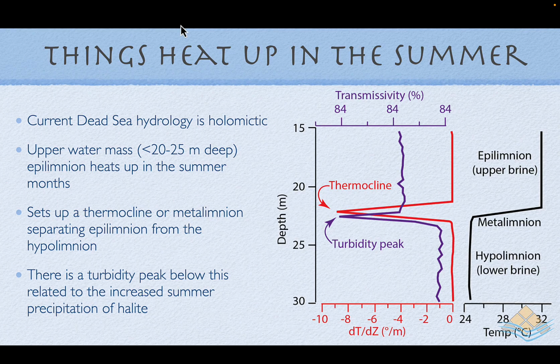If we look at transmissivity or turbidity, it's interesting that there is a turbidity peak directly below that thermocline. Here we have halite precipitating, creating that greater turbidity. There's halite rafting descending through the whole water column, but there is a halite saturation occurring at that transition as we cross in the summer from the epilimnion into the hypolimnion. There is a turbidity peak directly below the thermocline related to increased summer precipitation of halite.